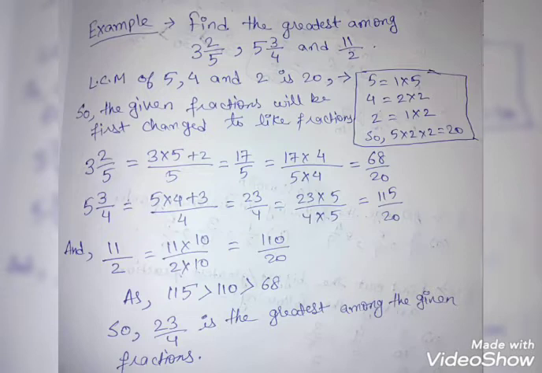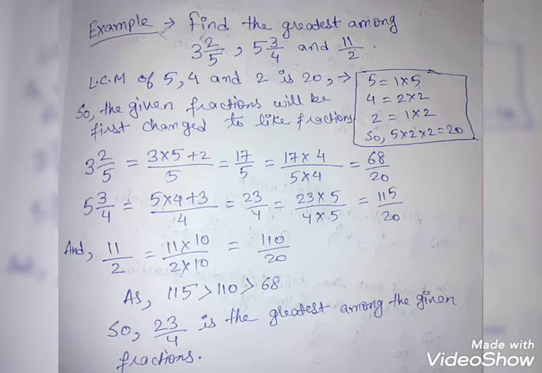So 3 whole 2 by 5, in the previous video you have seen how to change a mixed fraction into an improper fraction. So it will become 17 by 5. 17 by 5, now we have to change into a like fraction. How will we do that? By multiplying it with 4. The denominator will be multiplied by 4 so that it will become 20, which is the LCM. And remember that whatever number we are multiplying with the denominator, the same number will be multiplied by the numerator also. So it will become 68 by 20.